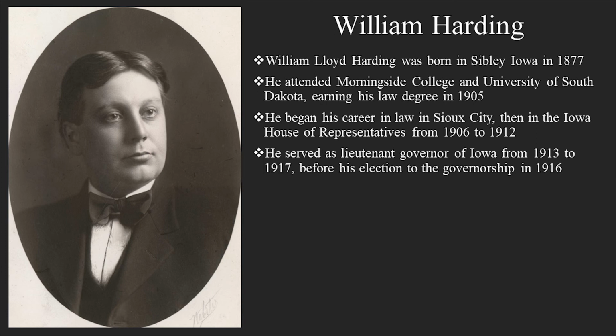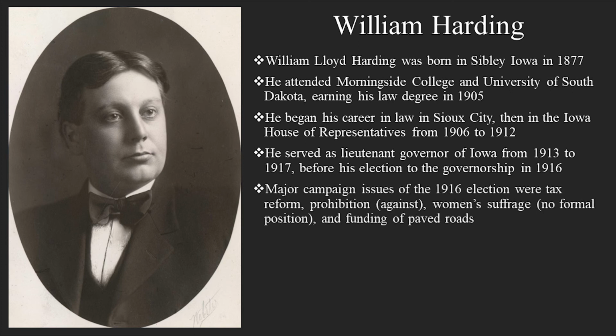He served as lieutenant governor from 1913 to 1917 and was elected to the governorship in 1916. Major campaign issues of that election were tax reform, prohibition, which Harding was against, women's suffrage, over which Harding had no formal opinion, and how to fund concrete paved roads.